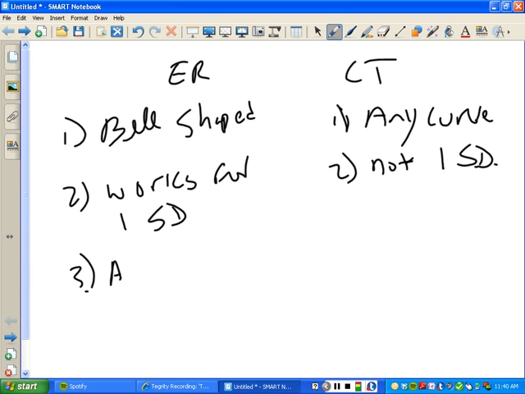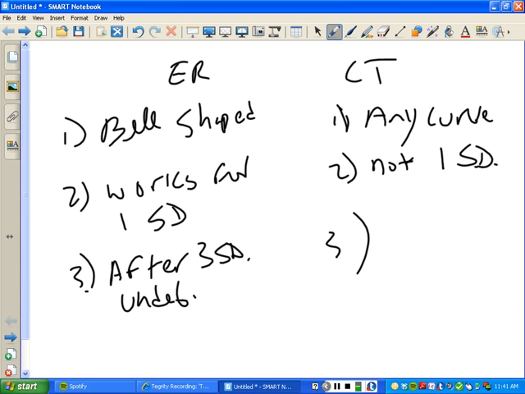After 3 standard deviations, the empirical rule is undefined. So if I were to say to you, what percent of the data is within 4 standard deviations, you would say, it's undefined. It doesn't tell me that. If I say, after 5 standard deviations, what is it? It's undefined. It only gives me the answers for the first 3. 68, 95, 99.7.